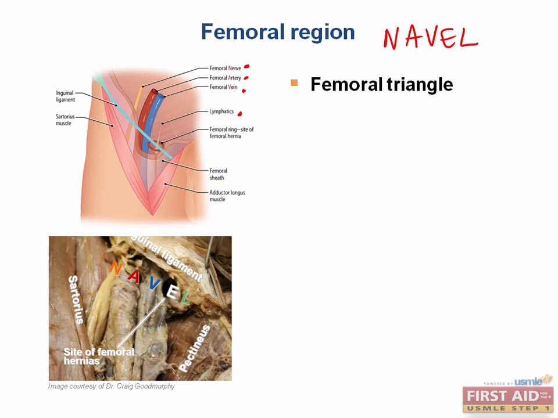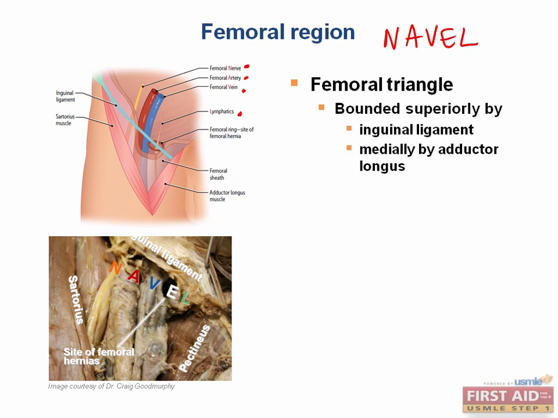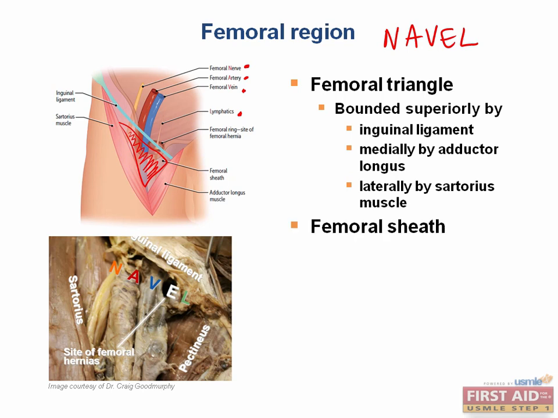What is the femoral triangle? Well, the femoral triangle is bounded superiorly by the inguinal ligament, medially by the adductor longus muscle, and laterally by the sartorius muscle. This triangle contains the femoral vein, artery, and nerve. The femoral sheath is a tube below the inguinal ligament that contains the femoral vein and artery, as well as the canal, but does not contain the femoral nerve.